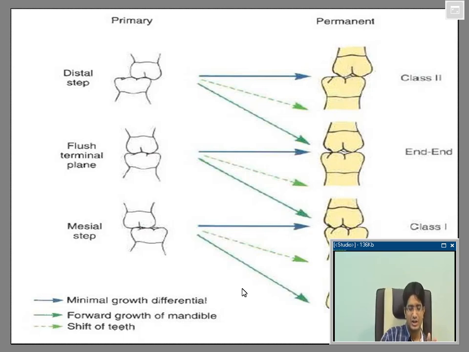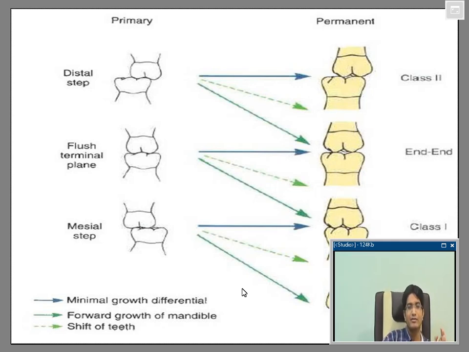In flush terminal plane, if mandible growth is normal and leeway space is accommodated properly, it will normally lead to an end-on relationship. But if the mandible grows more, it can lead to a class 1.